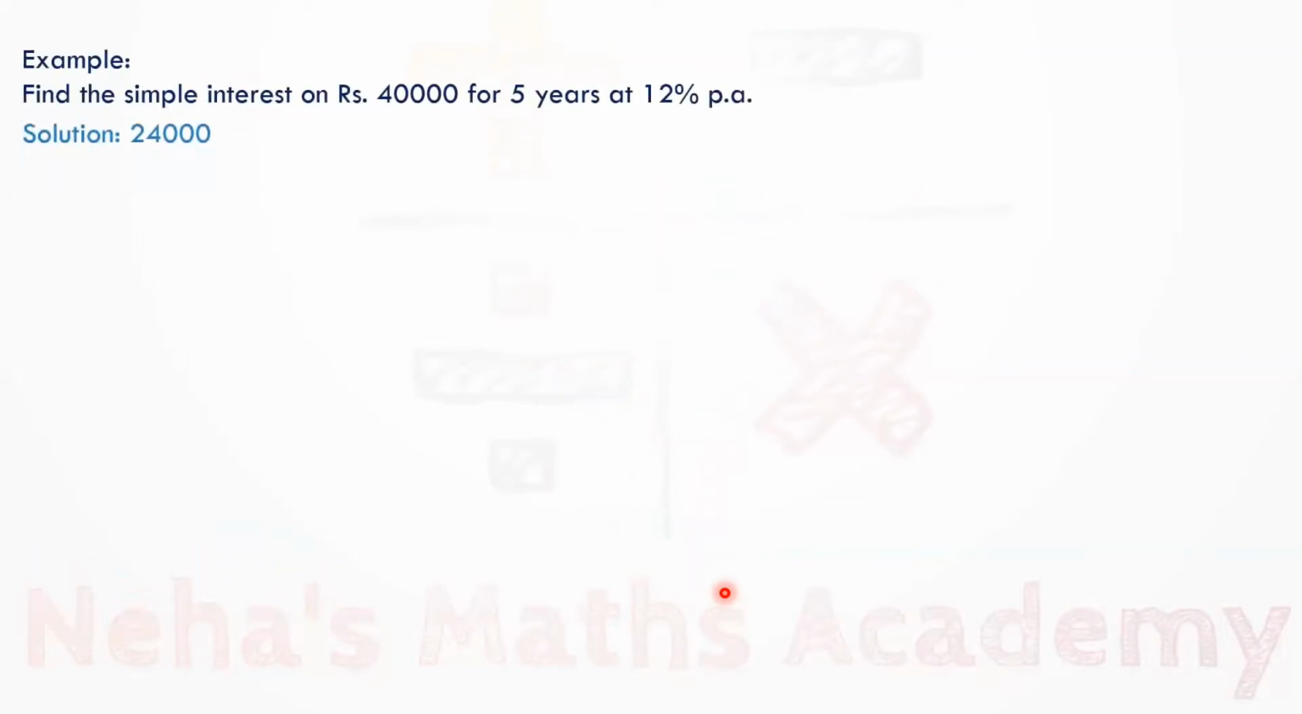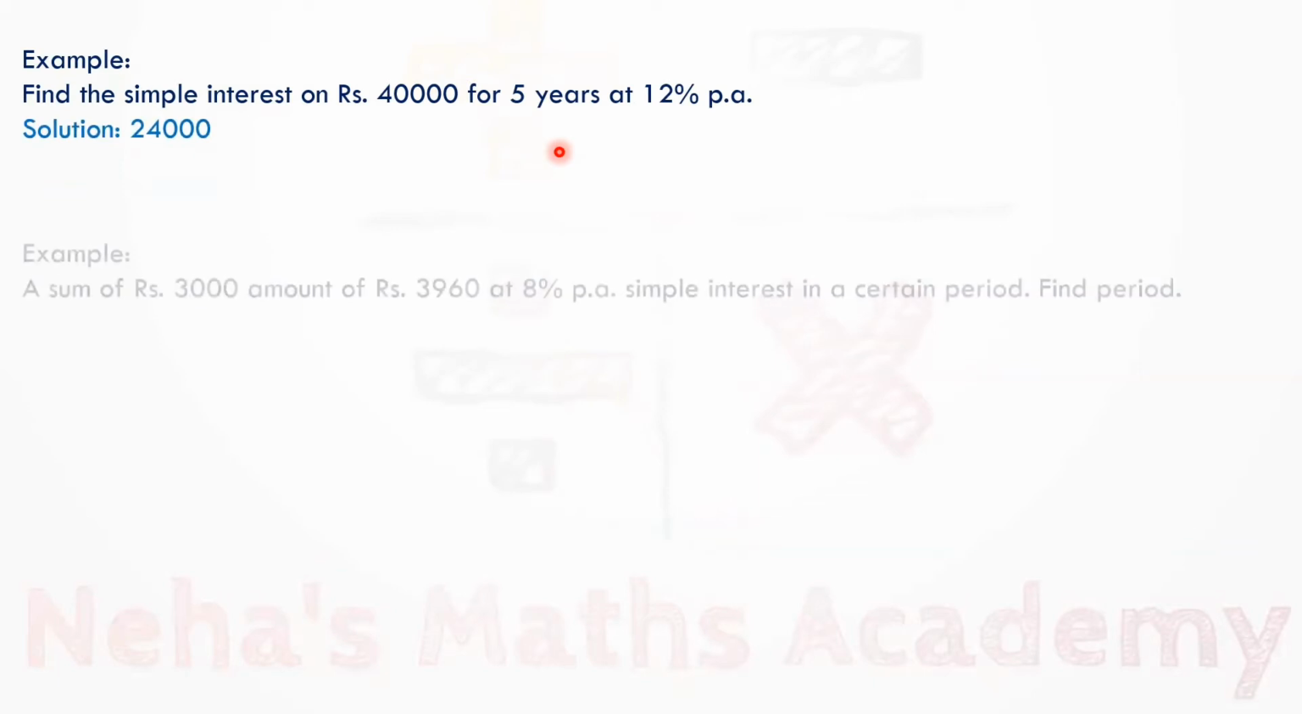Next example, find the simple interest on rupees 40,000 for 5 years at 12% per annum. Now, P is given, N is given, R is also given. Just use the formula and find the answer. Verify your answer. Answer is rupees 24,000.